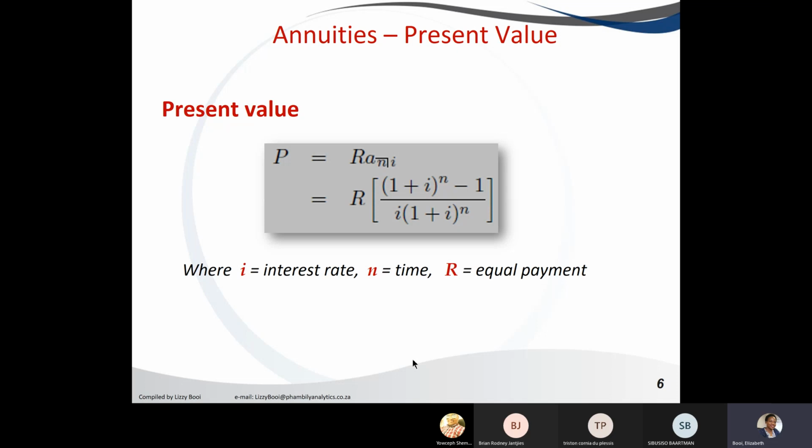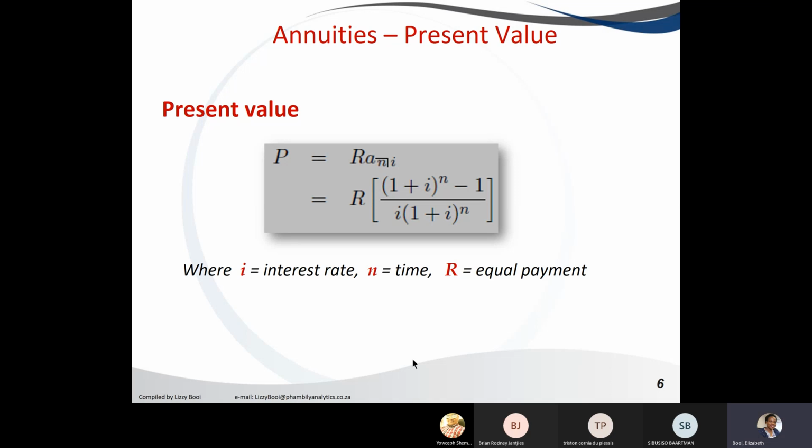So for those who are calculating annuities using manual calculations, like those who don't have the financial calculator, you will have to know which formula to use to calculate the present value of an annuity. And this is the formula. P is equal to R times whatever is inside the bracket, which is 1 plus i to the power of n minus 1, divided by i times 1 plus i to the power of n.